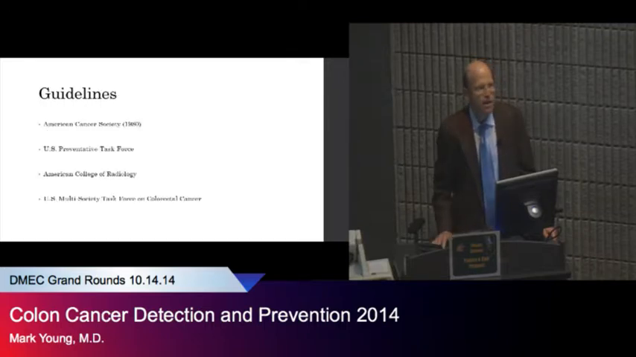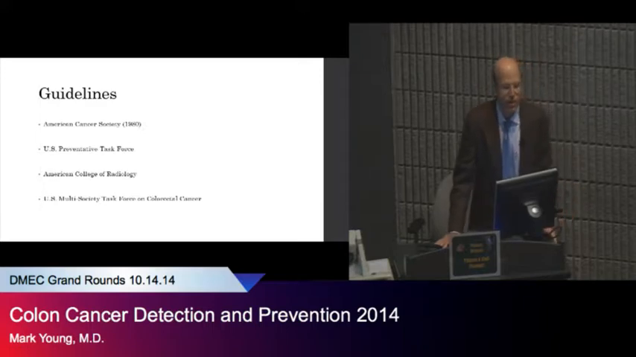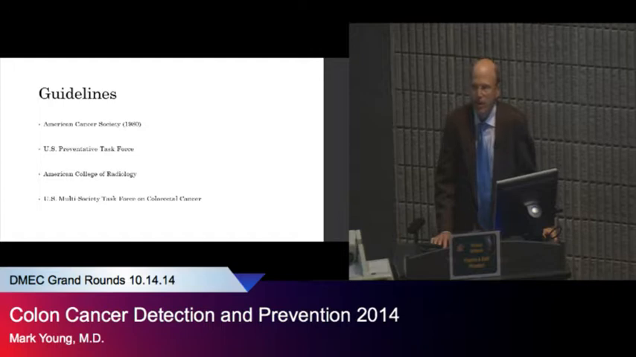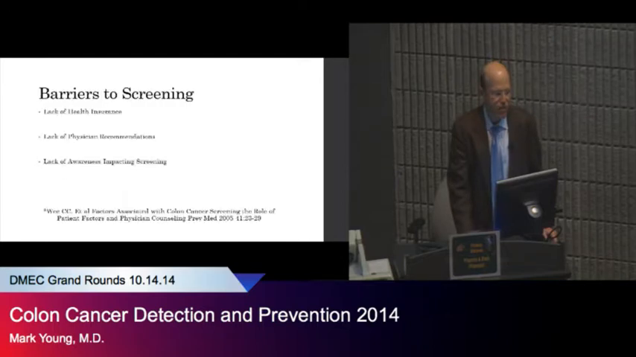So the current guidelines that we use to discuss the consensus statements are basically from four societies, the first being the American Cancer Society, which was way back in 1980, came up with some guidelines. The U.S. Preventative Task Force was the next society. The American College of Radiology then came out with recommendations. And the U.S. Multi-Society Task Force on Colorectal Cancer, with our societies, have also made recommendations.